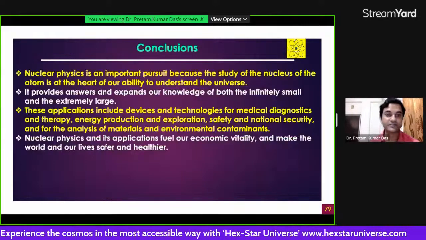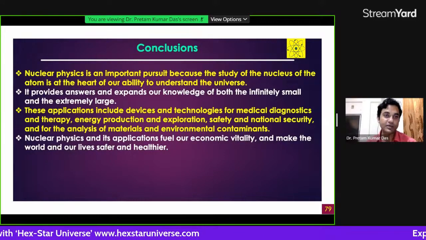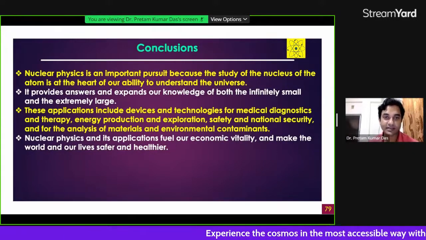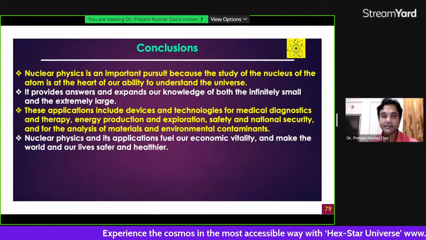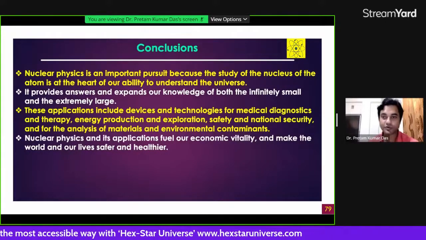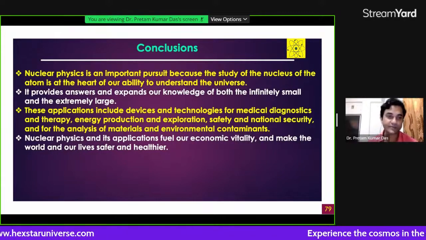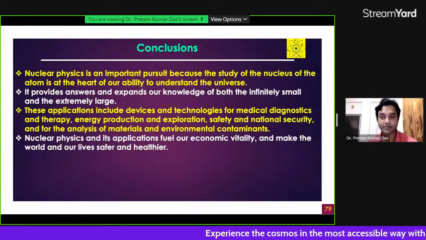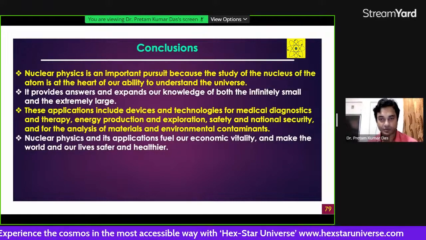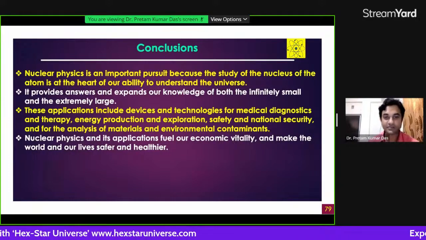So the conclusion: nuclear physics is an important pursuit because the study of the nucleus of the atom is at the heart of our ability to understand the universe. It provides answers and expands our knowledge of both the infinitely small and the extremely large. Its applications include devices and technologies for medical diagnostics and therapy, energy production, exploration, safety, and national security, and for the analysis of materials and environmental contaminants. Nuclear physics and its applications fuel our economic vitality and make the world and our lives safer and healthier.